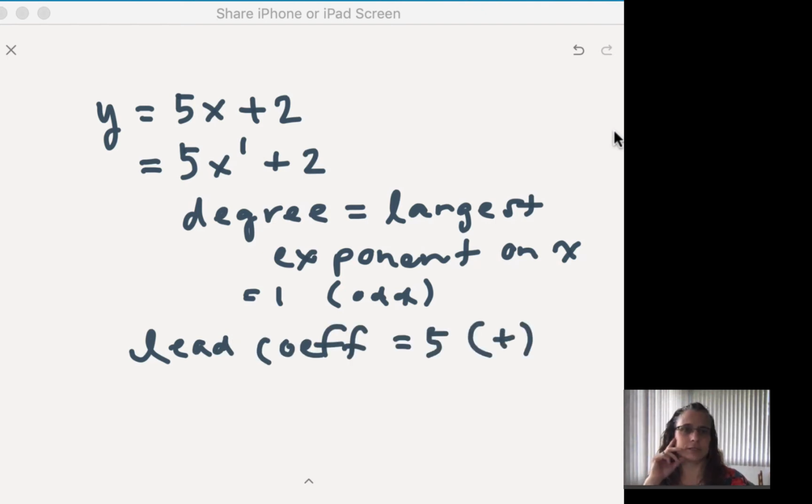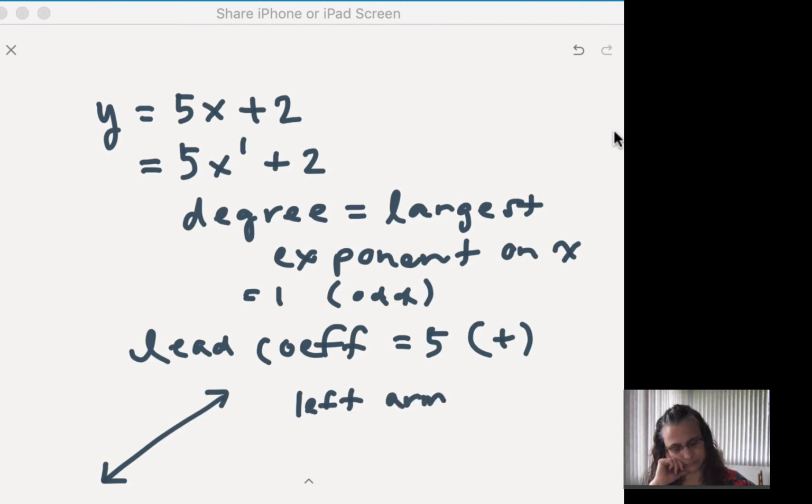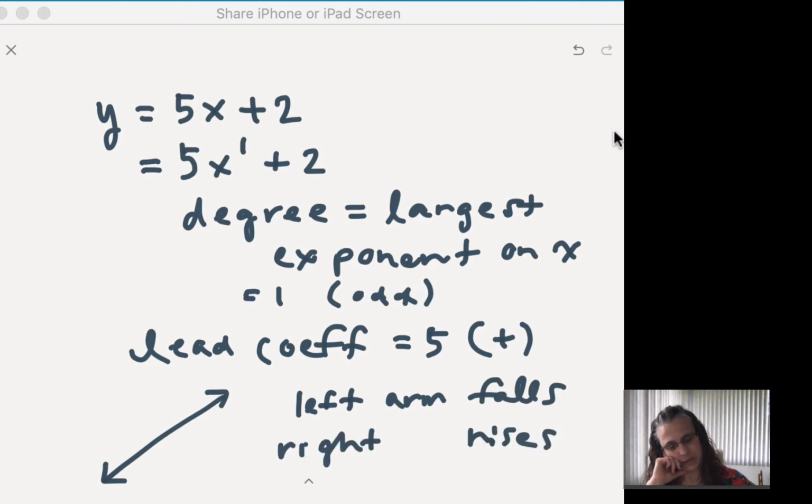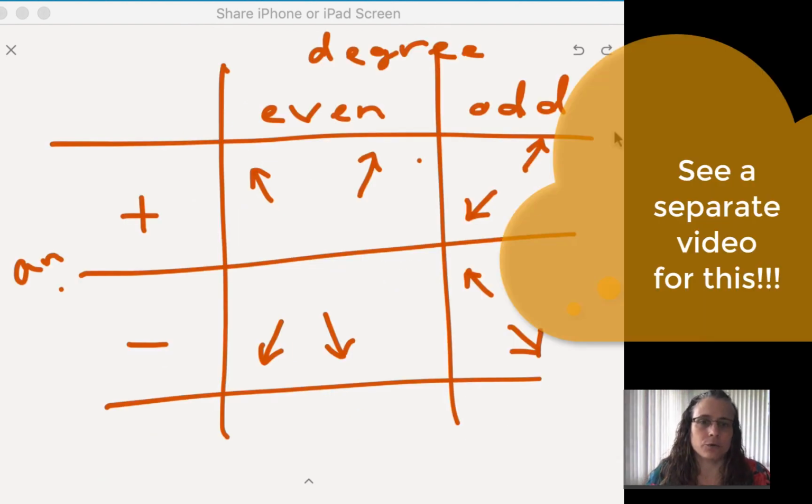Is this an increasing line or decreasing line? Increasing. So what does the left arm do? Left arm falls to the left, and the right arm rises to the right. Any other time you have an odd degree and a positive leading coefficient, it's going to have that same end behavior. Okay, so I would like you to be able to recreate this chart on your test paper.